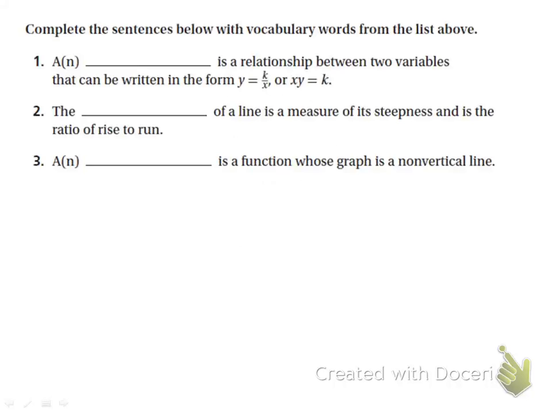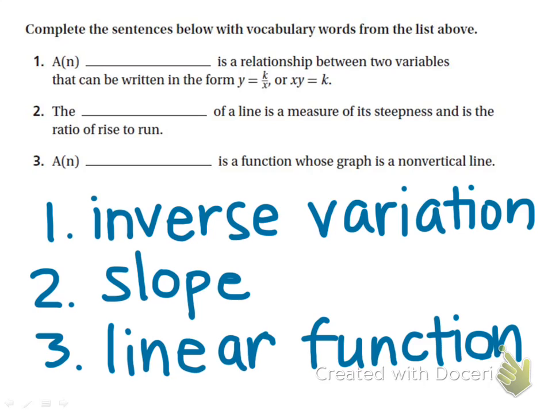I want you to take about 30 seconds to read the 3 and then come up with your own definitions. Please pause the video now. Okay, let's check your answers. Number 1, you should have gotten inverse variation. Number 2 was slope, and number 3 was linear function.